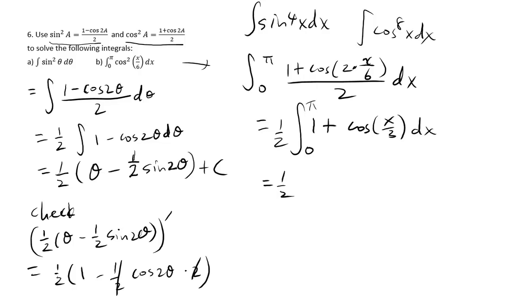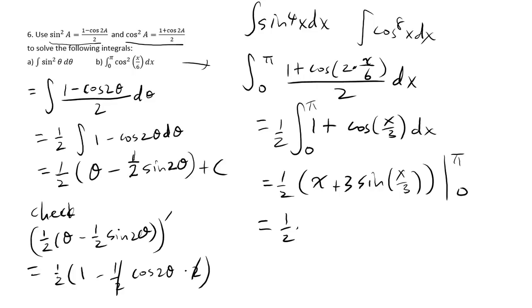And then when you integrate 1, it's x. When you integrate cosine, it's sine. And again, since this is 1/3 of x, the reciprocal of 1/3 should also appear in front. So you get x plus 3 sine x over 3, and you have to plug in pi and 0, which is 1/2 x plus 3 over 2 sine x over 3.